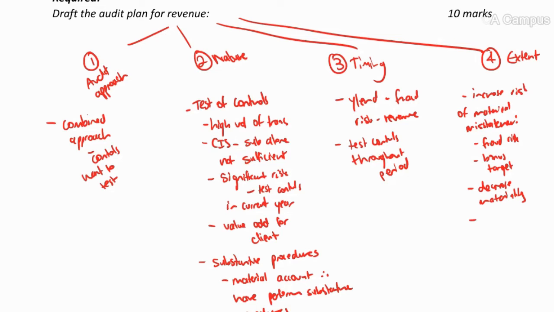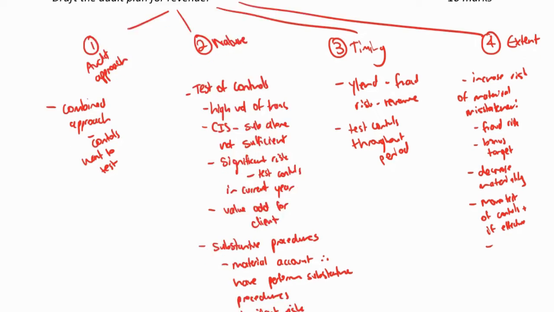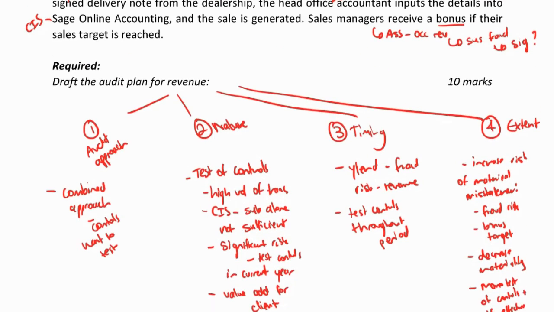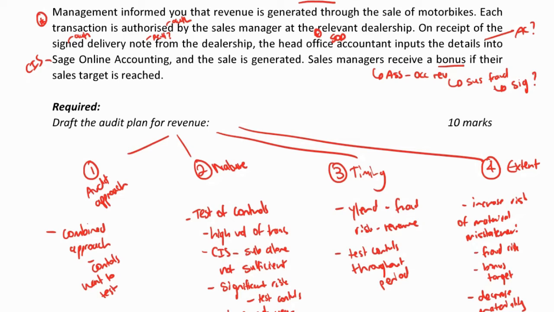I'm going to perform more test of controls, and if they are effective, I will do more analytical and less test of detail. That's only if the controls are effective. If they are not effective, I will go with more test of detail.